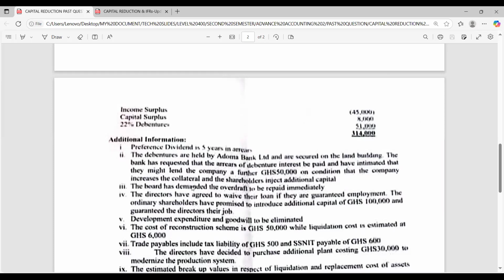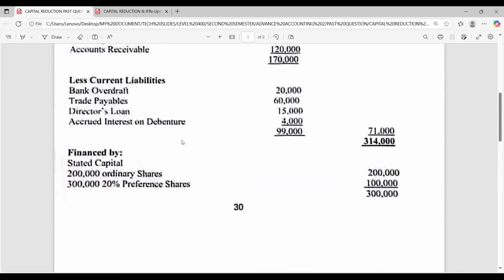The bank has requested that arrears of the debenture interest be paid and has intimated that they might lend the company a further 50,000. Please, for the liquidation, the statement ends here. So both the debenture and the accrued interest owed to the debenture holder is a preferential liability on a fixed charge.